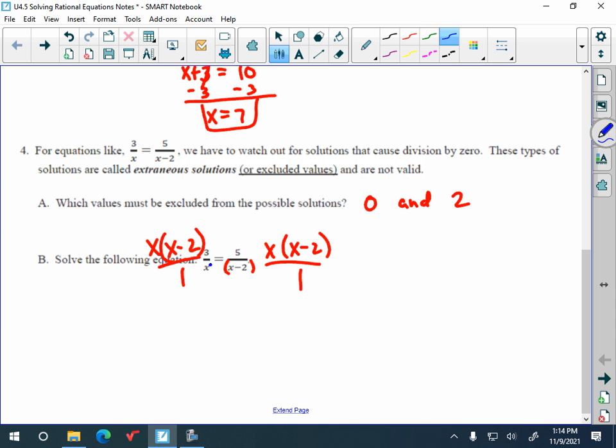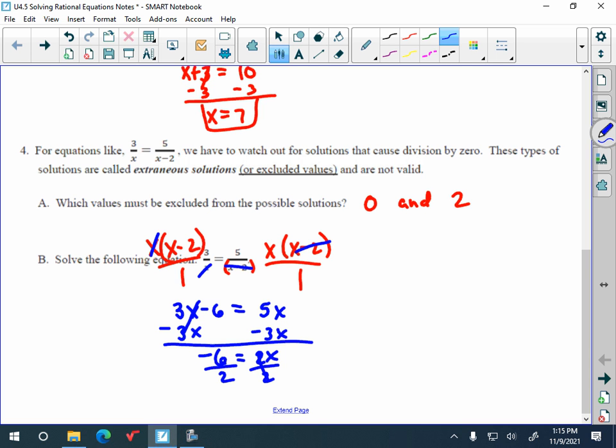All right, so cross-canceling, the x's cancel. All right, and now I can distribute the 3 in. So 3x minus 6. The x minus 2 will cancel. 5 times x, 5x. All right, so now I can get x by itself. I'll subtract 3x over and divide by 2. And so you get x equals negative 3.